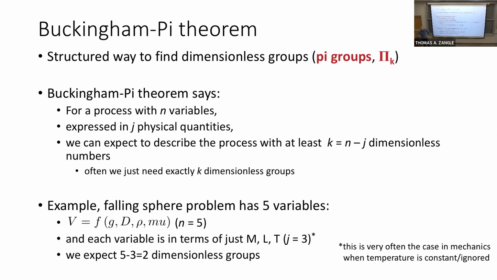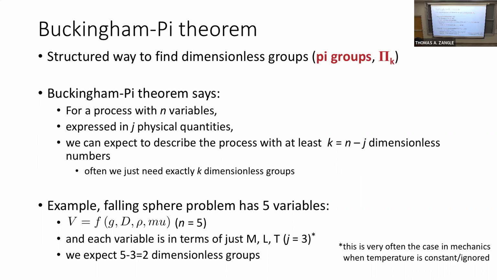My note here, which we made earlier, is that in this case, j is 3. This is very often the case in mechanics, where temperature is constant or ignored. But I wouldn't take it for granted. It's not always the case. We can sometimes have just mass and time, or sometimes there will be temperature involved. So don't just automatically assume j is equal to 3, but it is very often the case.